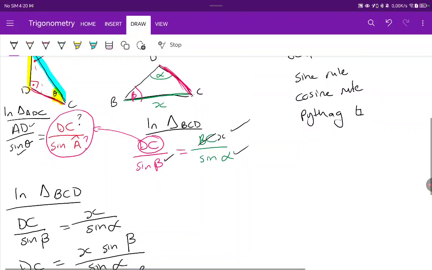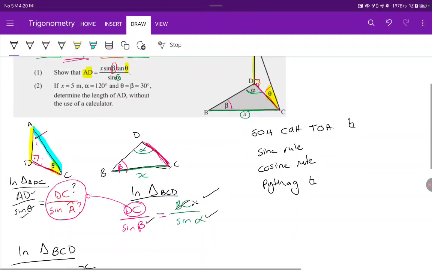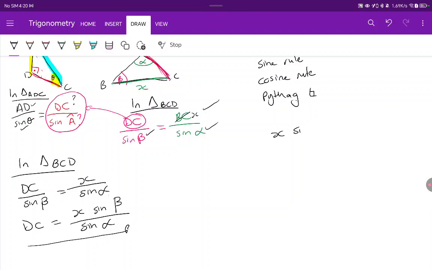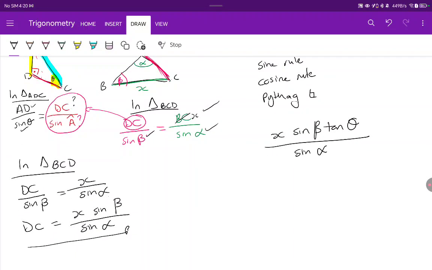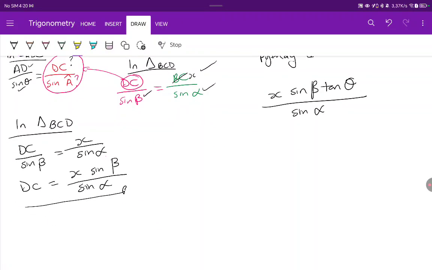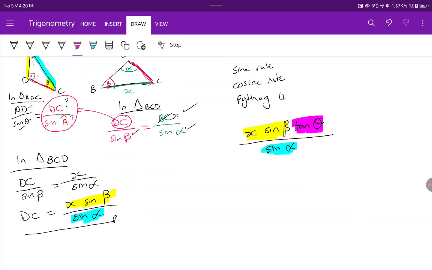Now, let's quickly go to what the question is asking us to do. So it's x sine beta tan theta divided by sine of alpha. Now let's compare x sine beta, we're on the right track. Sine of alpha, we're on the right track. The only thing that's missing now is tan of theta, and that's what we're going to get from the second one.